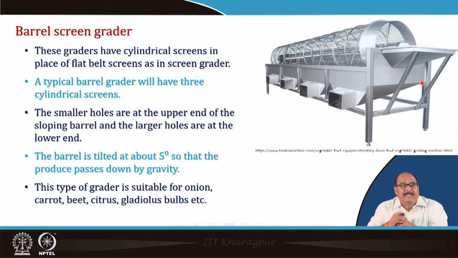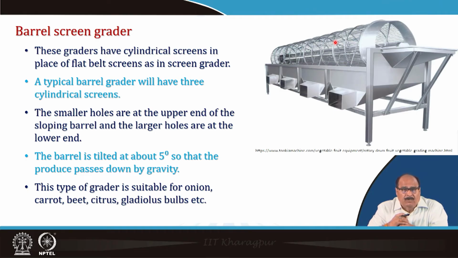Then barrel screen graders, see here in the picture, that is the screen there. These graders have cylindrical screens in place of a flat belt screen. As in screen grader, a typical barrel grader will have 3 cylindrical screens. The smallest holes are at the upper end of the sloping barrel and the largest holes are at the lower end of the sloping barrel. The barrel is fitted tilted at around 5 degrees so that the produce passes down by gravity.